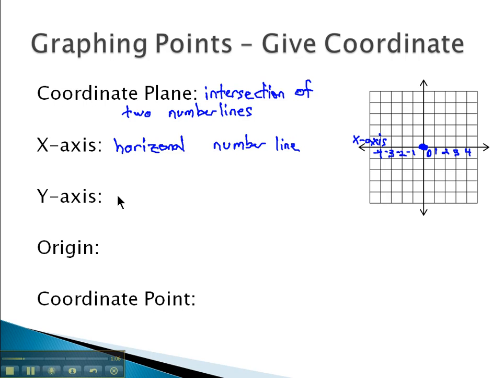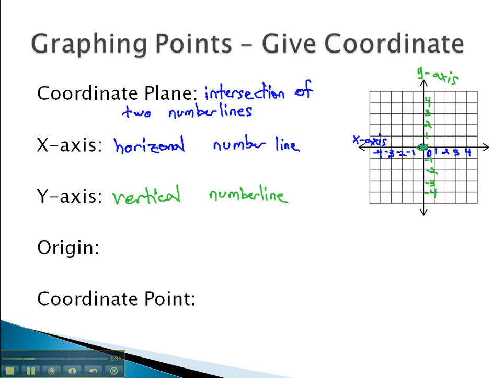The y-axis, then, is the vertical number line. So I'll label this the y-axis, which also starts at the center at 0 and counts up as it goes up, 1, 2, 3, 4. And as you go down, we just have negative values, negative 1, negative 2, negative 3, negative 4.